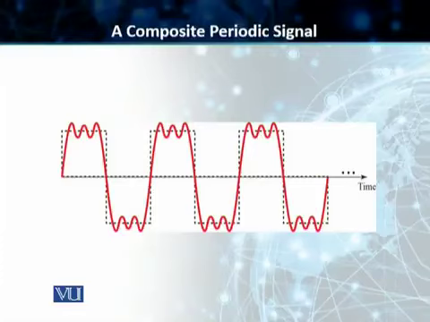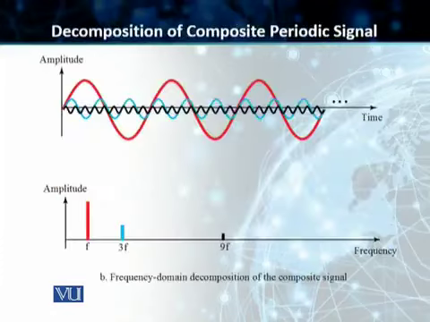Students, now if we try to decompose this composite periodic signal into its elemental component sine waves, then this is what we get. The decomposition of the composite periodic signal into an amplitude time plot will give you three different sine waves. As you can see, the three different sine waves have got different amplitudes, and all three of them have got different frequencies.